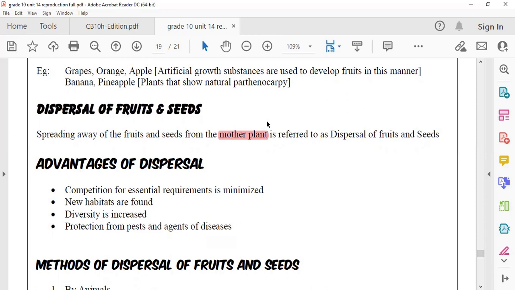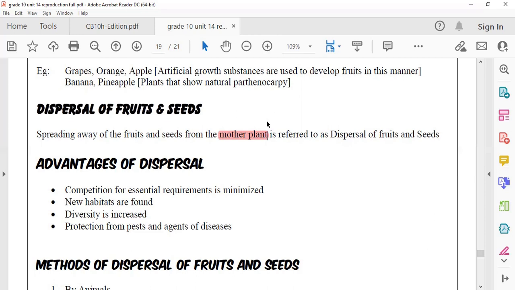So, falling down the mother plant and growing near to the mother plant is not favorable. These ones have to go to other places where they can get all the facilities for their growth. That's why dispersal occurs. So what is dispersal? Here you are given spreading away of the fruits and seeds from the mother plant is called dispersal.